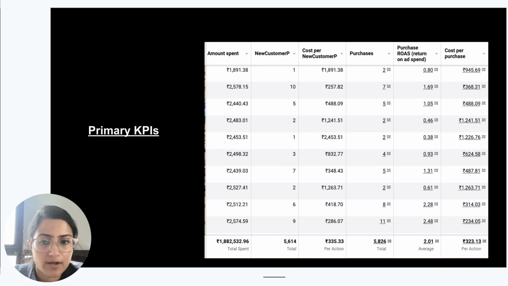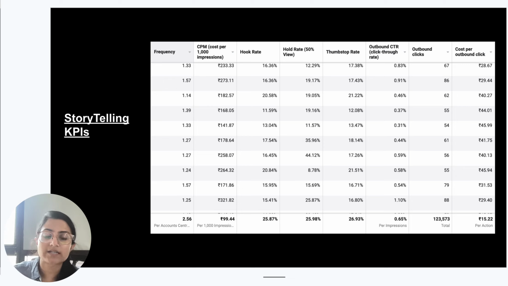Because this is just numbers, and if you're making the creatives, be it your creative team or be it the client, they don't just want to know that okay, from this creative I got performance, from this creative I did not. So that's where you actually need to look into storytelling KPIs, which are the metrics that will help you understand the performance of the creative. Like, why is that creative performing, why is that creative not performing? So here are the metrics: frequency, your CPMs, your hook rate, your hold rate, your thumb stop ratios, outbound CTRs, outbound clicks, as well as your cost per click.